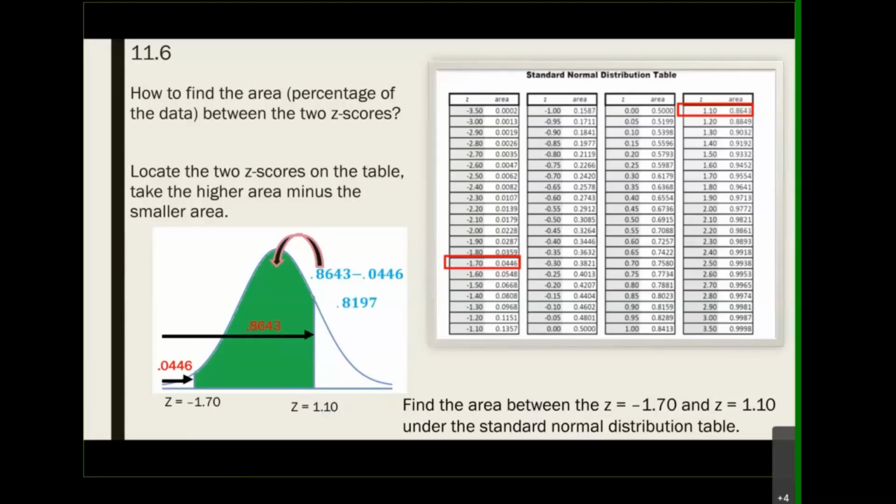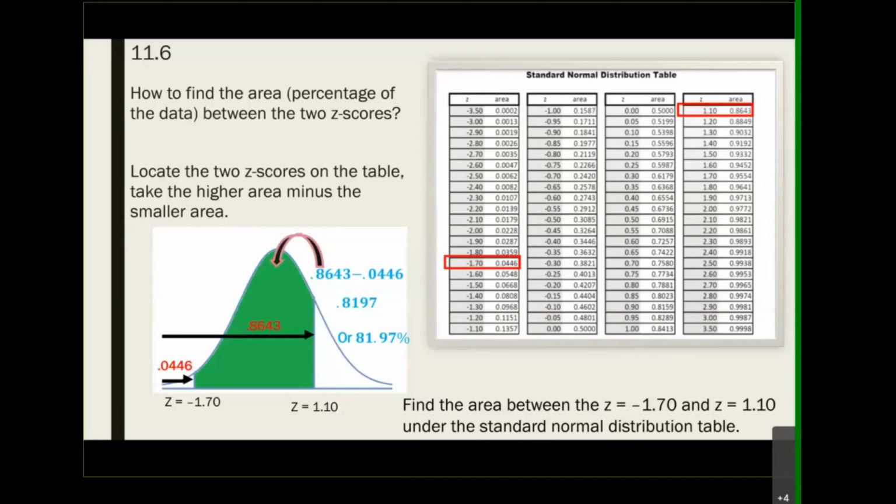Do you agree that this is what I have? 0.8197 is the area left over, so 81.97% is the percentage. So to find the area between, you're looking for the two z-scores and subtracting them. It's always the higher percentage, or the higher area, minus the lower area, because we cannot use a negative number.